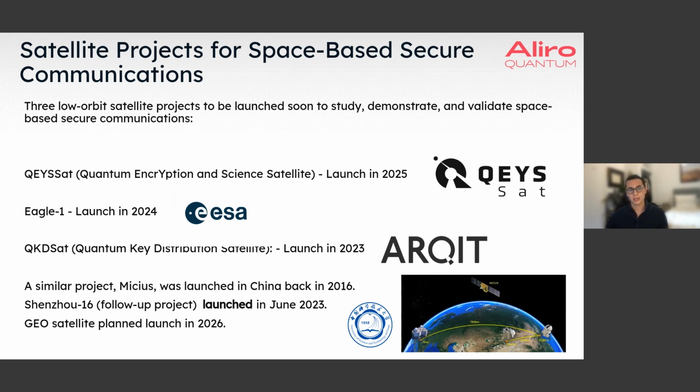There's the Eagle-1, which is launching this year, from the European Space Agency. QKD-SAT was launched last year by ARCIT and the collaborators in the UK. And as I mentioned earlier with the MISSIUS demonstration back in 2016, China is going full steam ahead. There are other evolved experiments that they have done and have planned. So there's the Shenzhou 16, the follow-up project launched last June, and they're planning to launch a geostationary satellite in 2026.